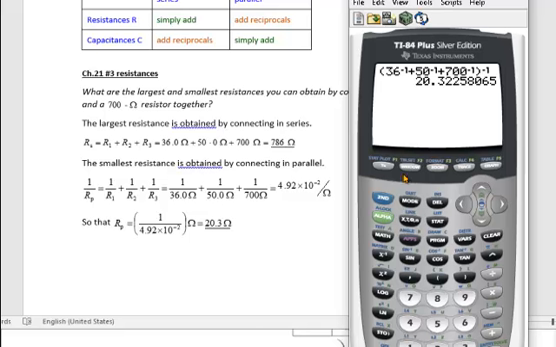There are several other ways you can do it. 1 divided by 36 plus 1 divided by 50 plus 1 divided by 700. Enter. And then 1 divided by the answer. Same result, obviously 20.3. You can use the one that I just showed, or you can use the one that I used earlier. The first one is just more comprehensive and it's quicker for me to use. So 20.3 ohms is the answer.